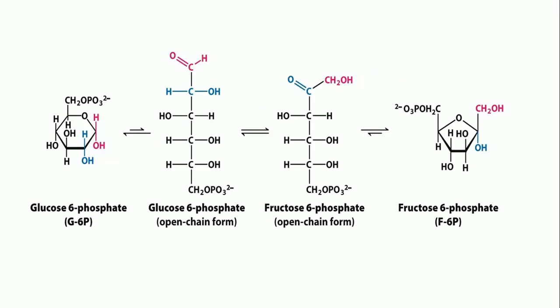The next step here is an isomerization step. This glucose 6-phosphate is converted into fructose 6-phosphate. Now the enzyme is phosphoglucoisomerase. Keeping in mind that these steps will only help us to understand that this aldehyde group is converted into a ketone group by that enzyme.